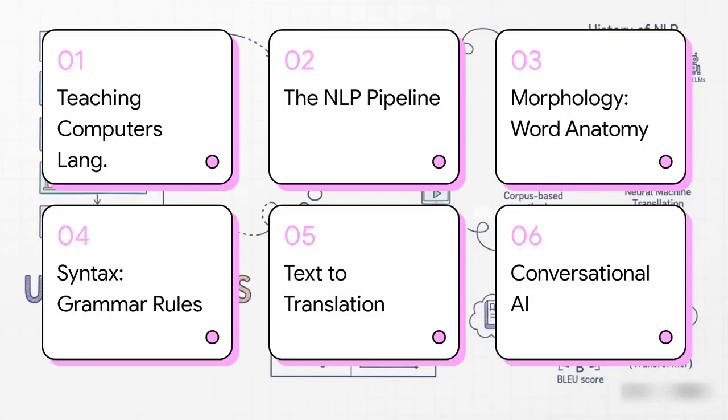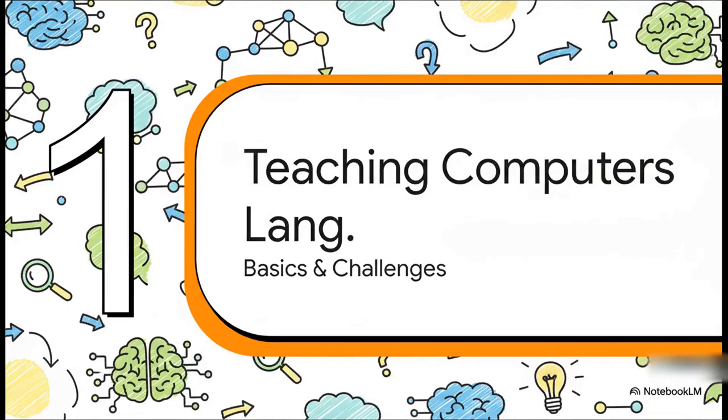Here's our game plan for this session. We're going to build everything up logically from the ground up. We'll start with the basics, then walk through the NLP pipeline, the process that turns messy text into clean data. From there, we'll zoom in on words with morphology, then zoom back out to see how they form sentences with syntax. And finally, we'll see how it all comes together in some huge applications like machine translation, and of course, the big one, conversational AI. Let's get started.